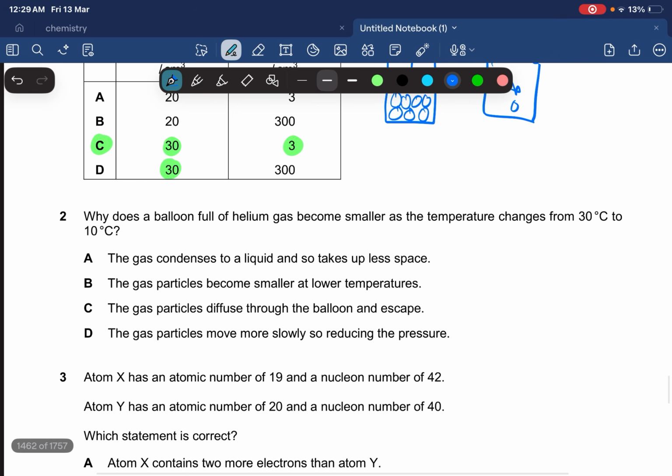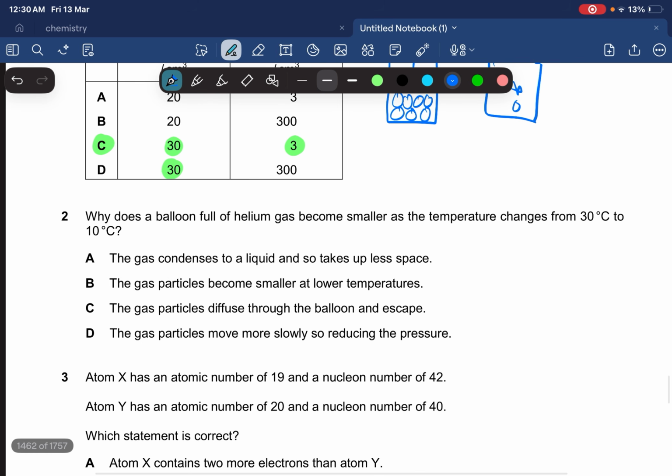Why does a balloon full of helium gas become small as the temperature changes from 30 degrees to 10 degrees? That's going to happen because the particles are going to move closer. Their kinetic energy reduces, right? And the pressure inside the balloon is also going to reduce. The gas particles move more slowly, so reducing the pressure. That makes sense. So that's the answer.